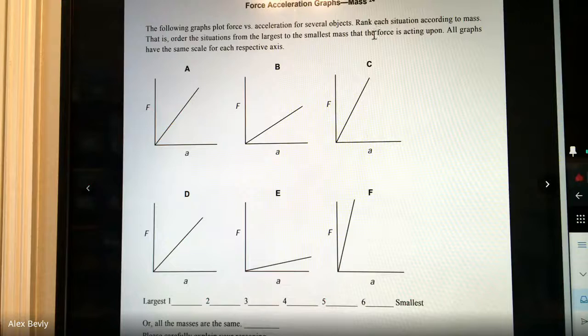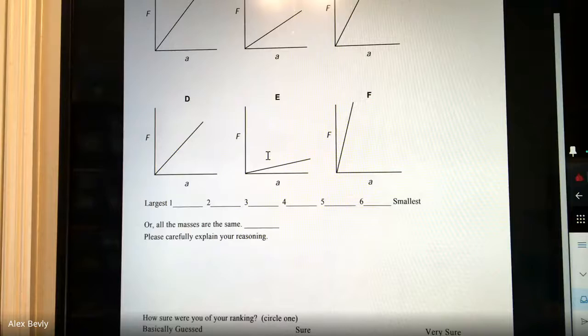We're trying to rank each situation according to mass, from largest to smallest mass. And then they all have different scales. So again, care mostly about the explanation. So let's start off with their explanation first.